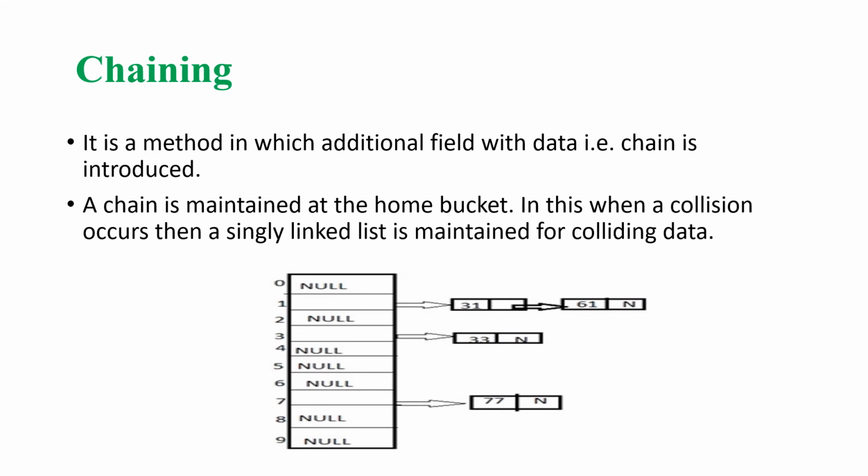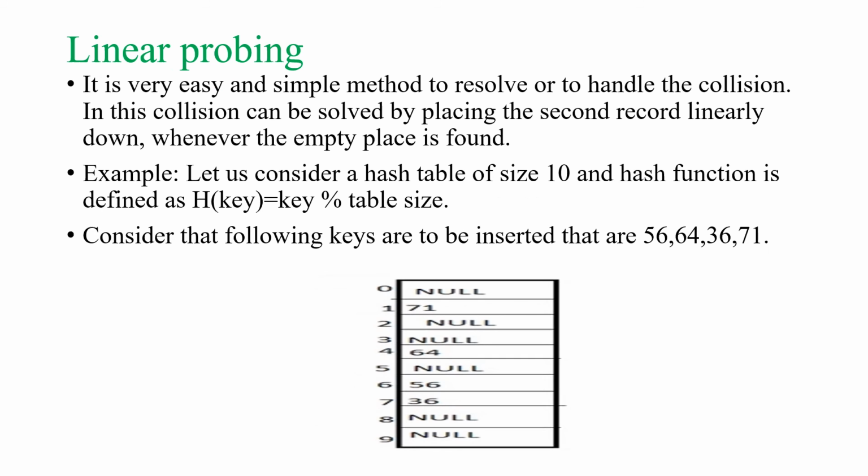What is the chaining method? In this method, an additional field with the data, that is a chain, is introduced. A chain is maintained at the home bucket. When a collision occurs, a singly linked list is maintained for the colliding data.